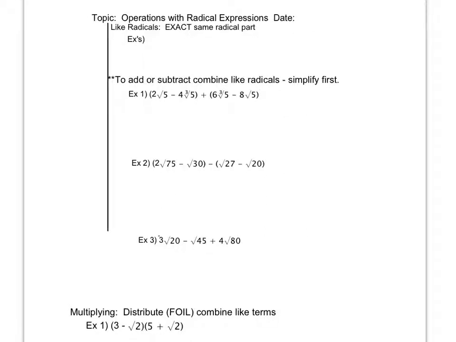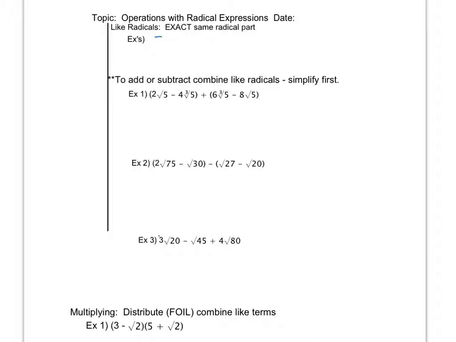Now that we've been talking about radicals, we're going to start talking about operations between radical expressions. It's going to be very similar to operations that we've looked at between expressions involving variables and between expressions involving complex or imaginary number parts, the i. So in order to have like radicals, they have to have the exact same radical part, which means same index, same number and/or variable underneath.